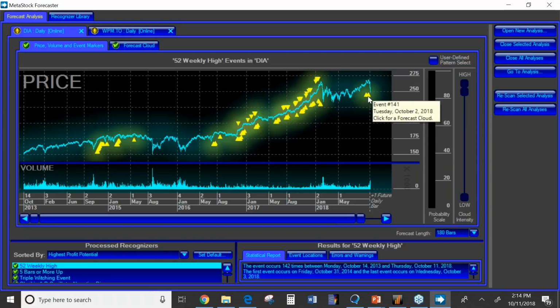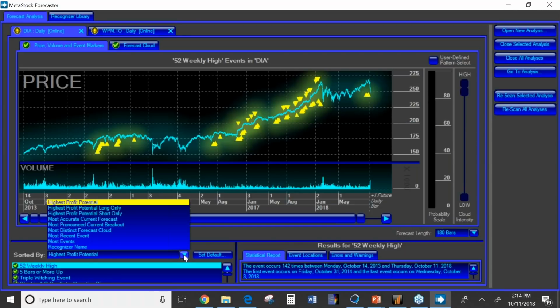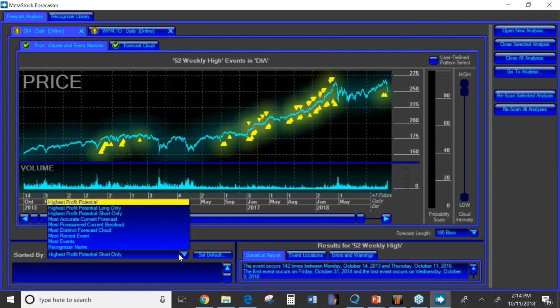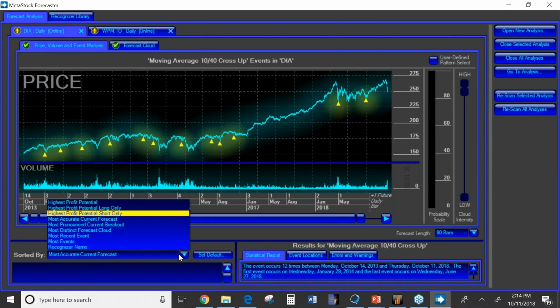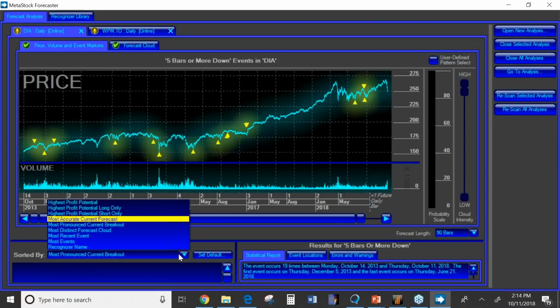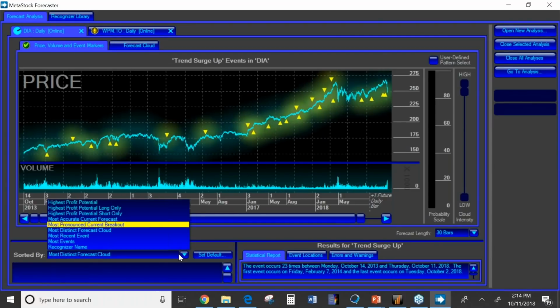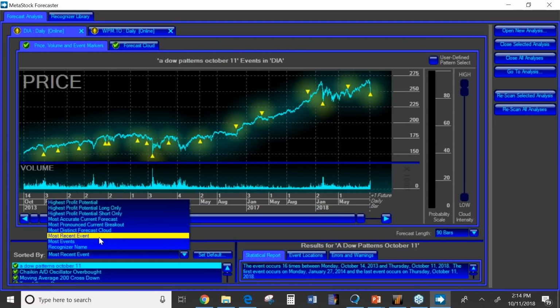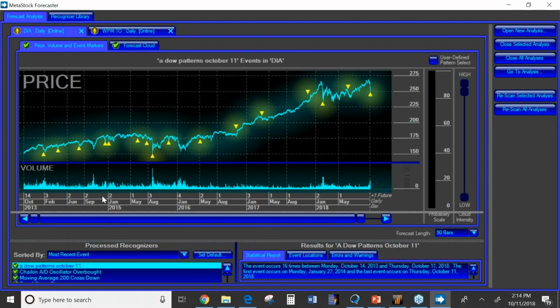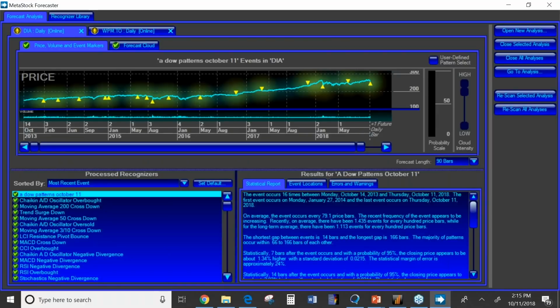We did just recently set a 52-week high. Right now, it's gone back to the default that I've got. But instead of ranking it by the highest profit potential, I want to look at the ones that have the most recency. So I'm going to change it to look at the most recent events here. And we'll get a consensus. We'll take a look at a few of these forecast clouds.